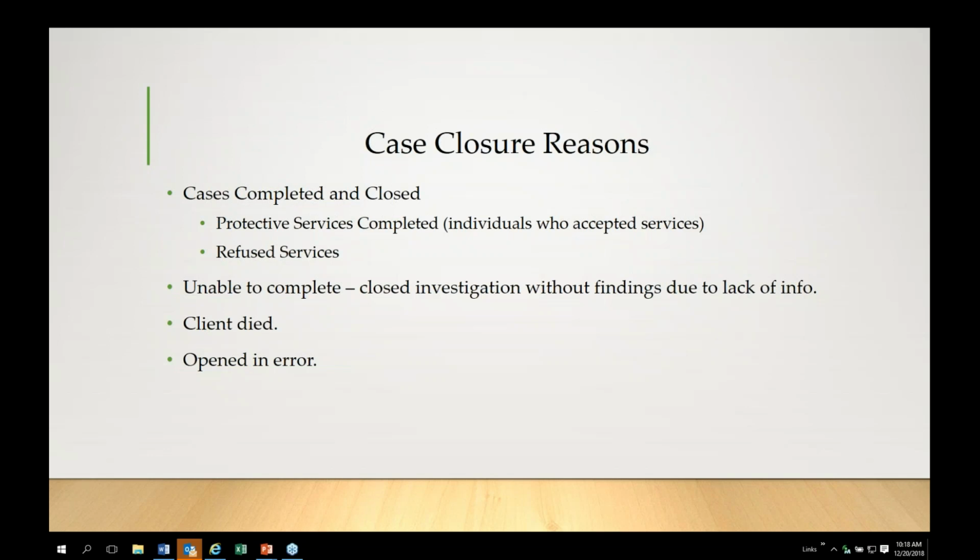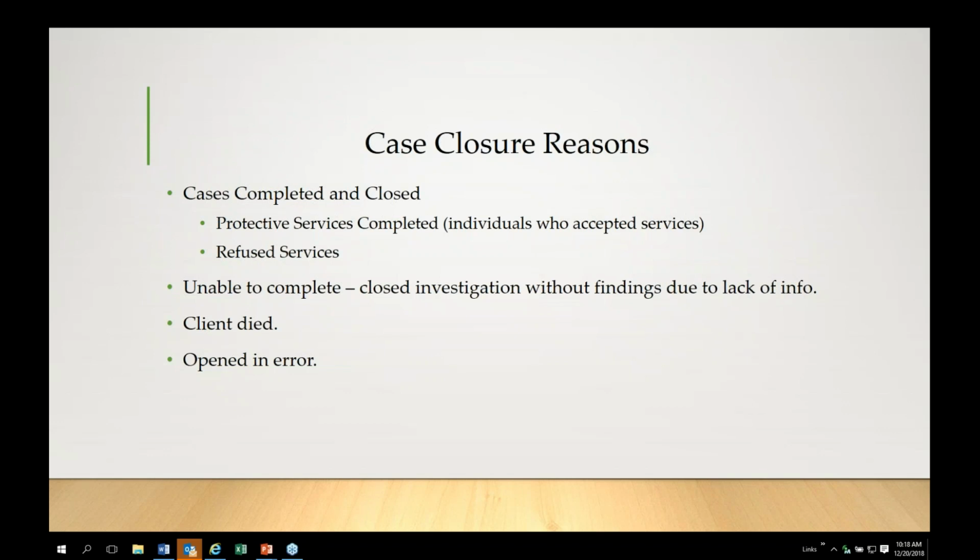If you've done your investigation, you've decided that services are needed, but the client refuses those services, that's going to be cases completed and closed, and the subcategory will be refused services. If they accept any of the services whatsoever, it goes into protective services completed. So those are your two categories when you've completed your investigation.